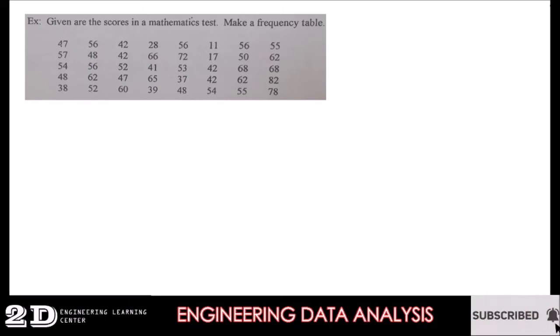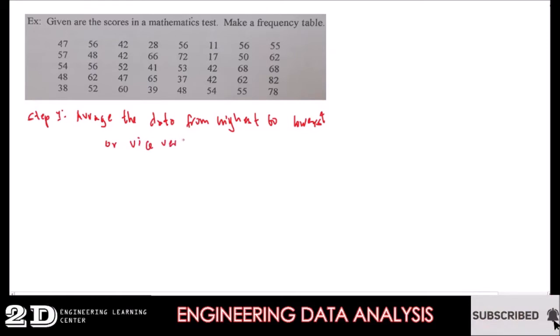Maybe this video will be divided into two parts, but for this one, we will first have step one. Maybe we just write step one here so that we have it clearer. Step one: we will arrange our data from highest to lowest, or vice versa, from lowest to highest, either in ascending or descending order. We will have this one in descending order, so from lowest to highest.